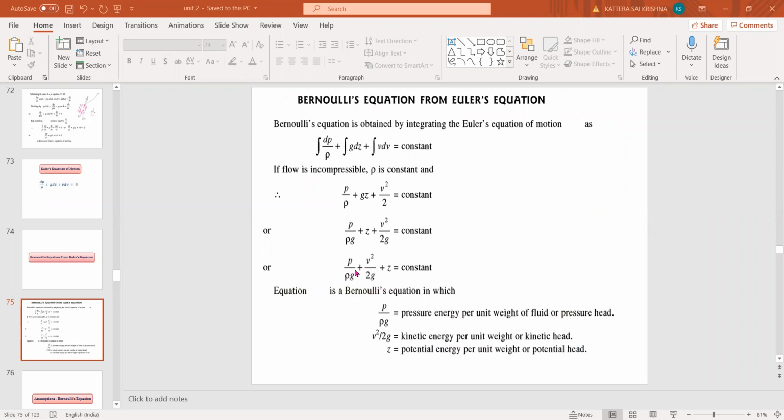I already said what P by rho g is: it is called the pressure head. V square by 2g is called the kinetic head. And Z is called the potential head, or datum head. The summation of all these three energies is called the total energy. So the total energy is equal to constant in Bernoulli's equation.